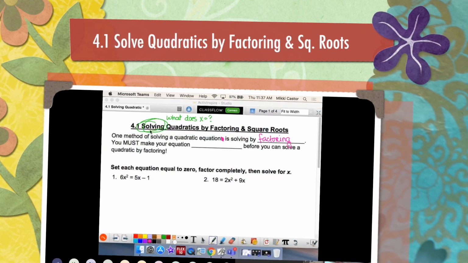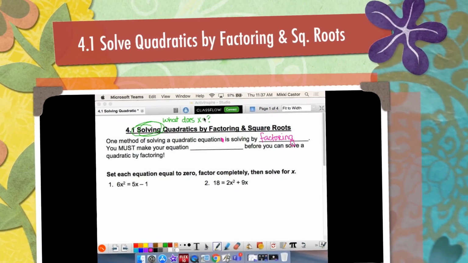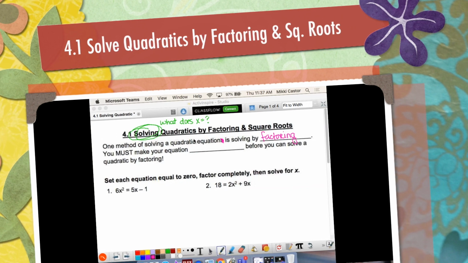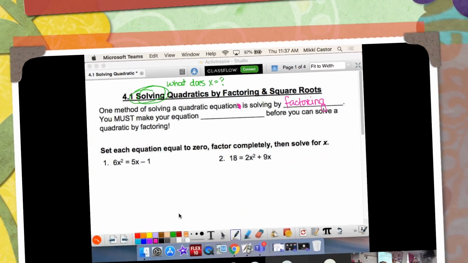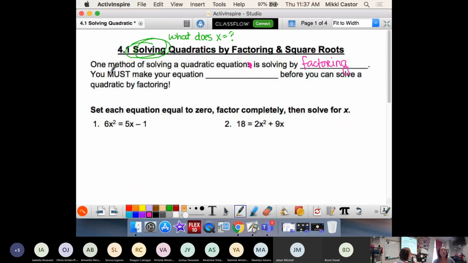So are we okay here? Solving means what does x equal? And then a method of solving a quadratic is by factoring. All right. You must make your equation equal to 0 before you can solve a quadratic by factoring. So that's going to be the big idea of what we're working on today. We've got to make our equation set equal to 0, and then we can go about factoring and solving.